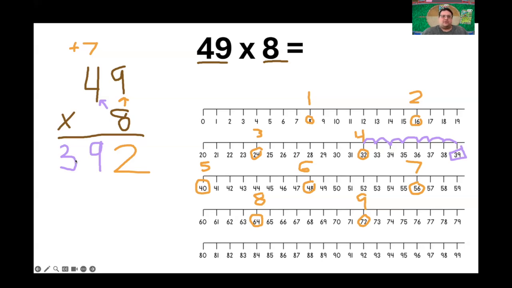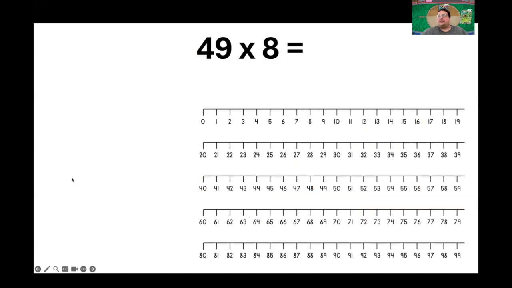392. If you got that right, give yourself a big thumbs up. 49 times 8 is 392. Awesome. Very good. Very nice. All right, let's see which pack is eliminated next.